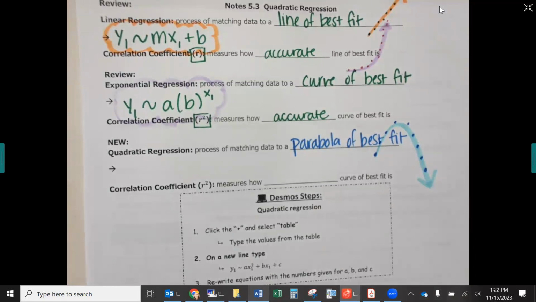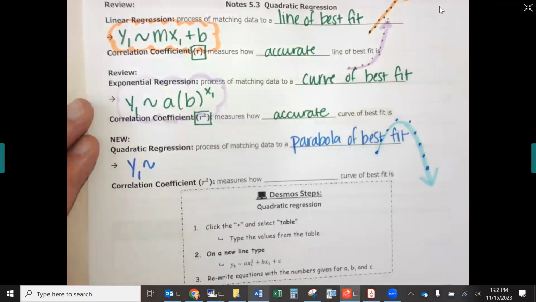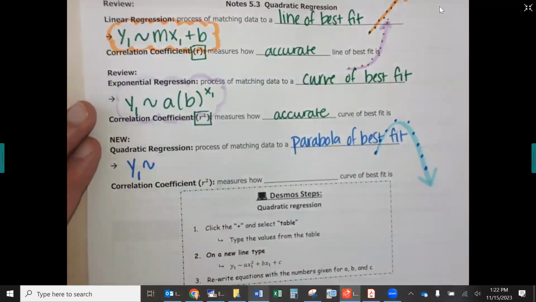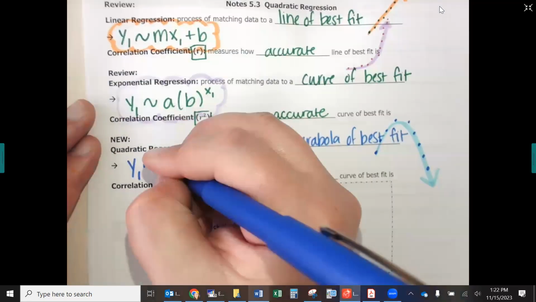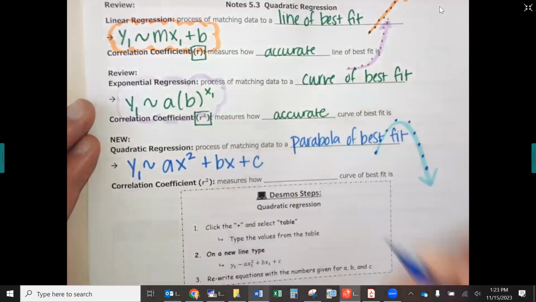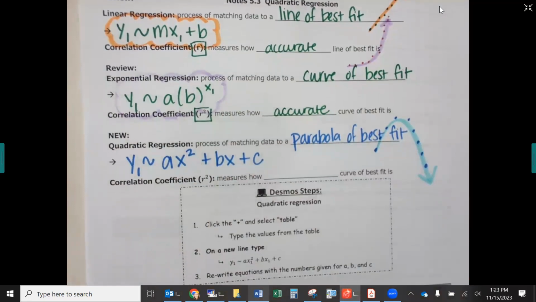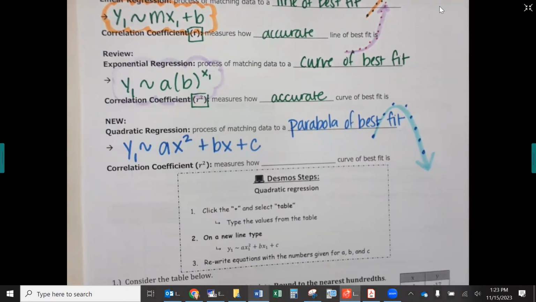Okay, let me give you the equation. This one's a little bit longer than the other ones, but it's fine because we already have learned how to do the other ones. Put y1 squiggle. That's the same every single time. AX squared plus BX plus C. But then remember, for these equations, what number do you have to put behind the x's? Do you remember? Just like on all the other ones. What does your x have to have with it?